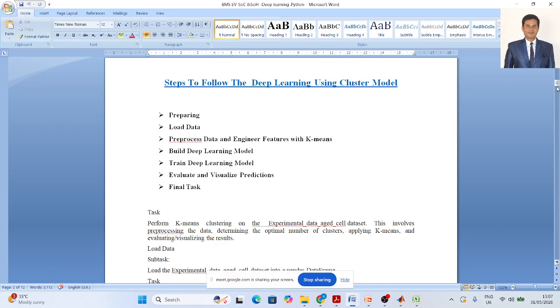First you have to prepare all your data and load the data, and then look at the k-means errors, and build the deep learning models. You have to train the deep learning model on the data, evaluate and visualize, make the prediction, and give the final task.